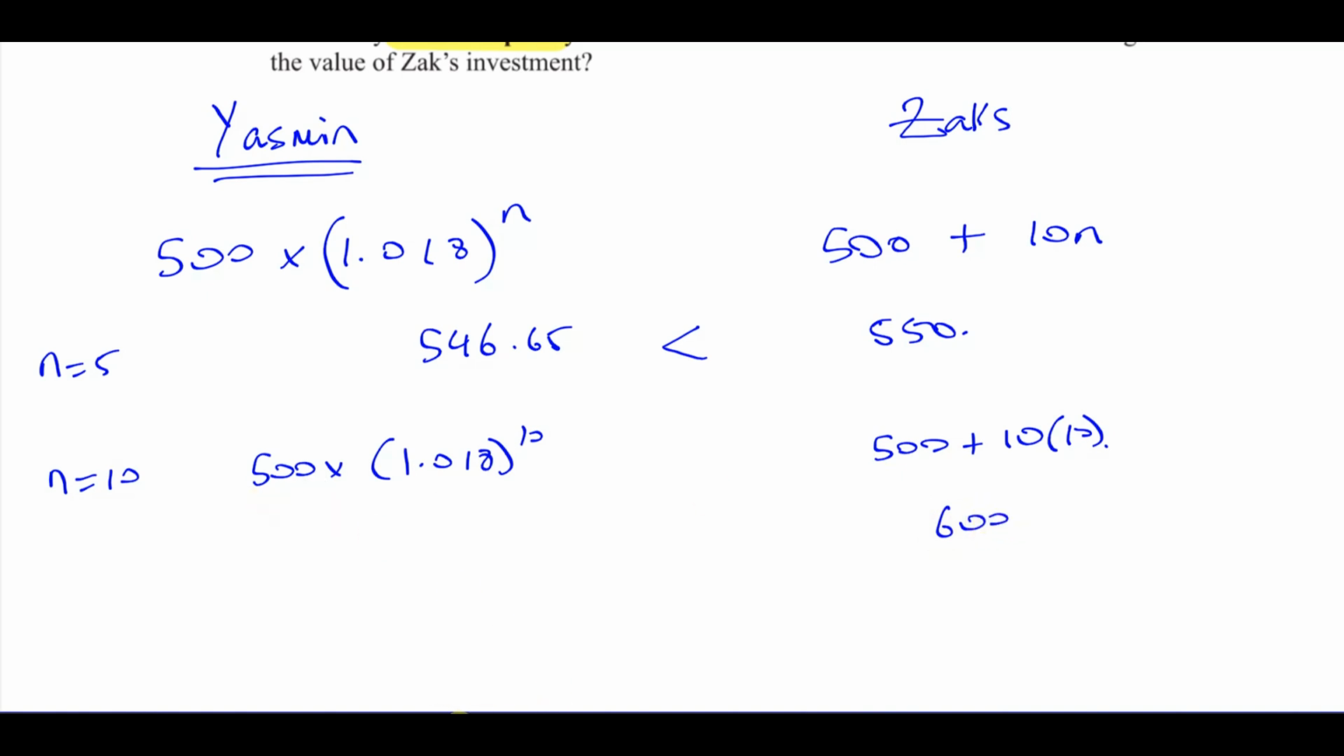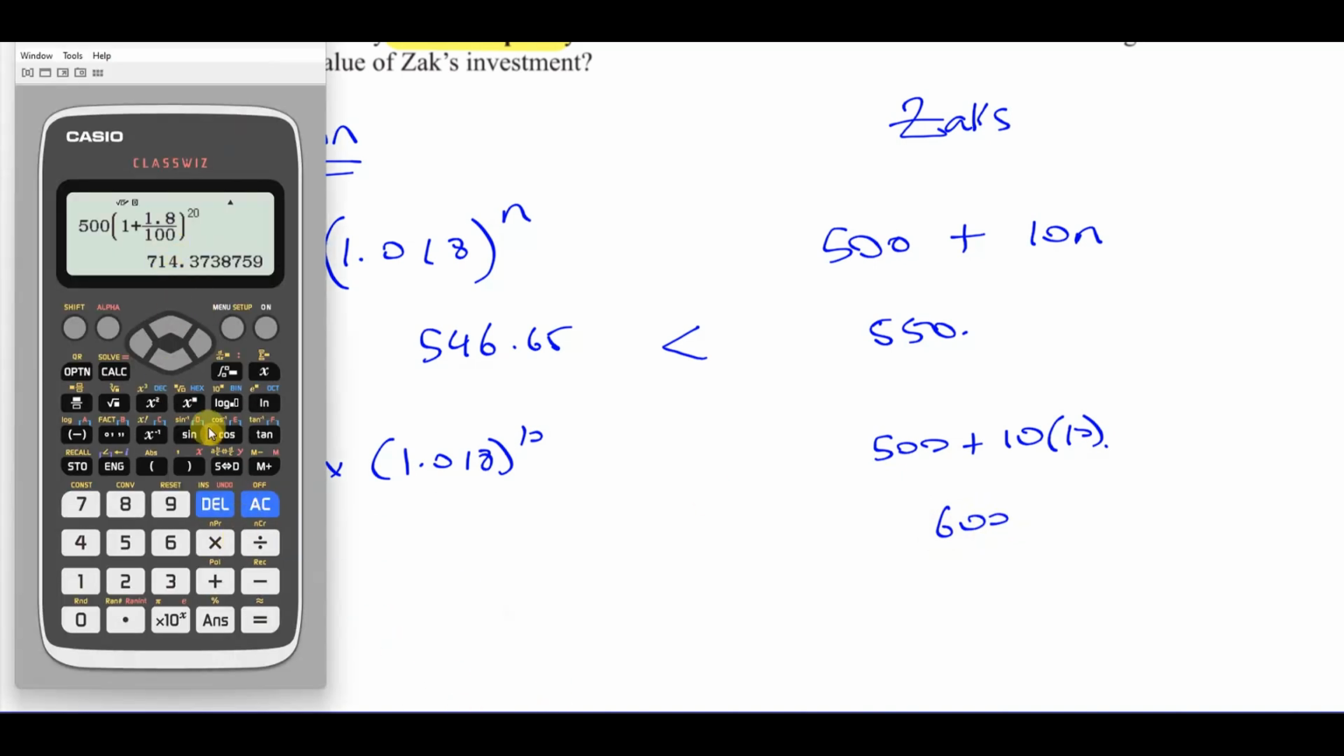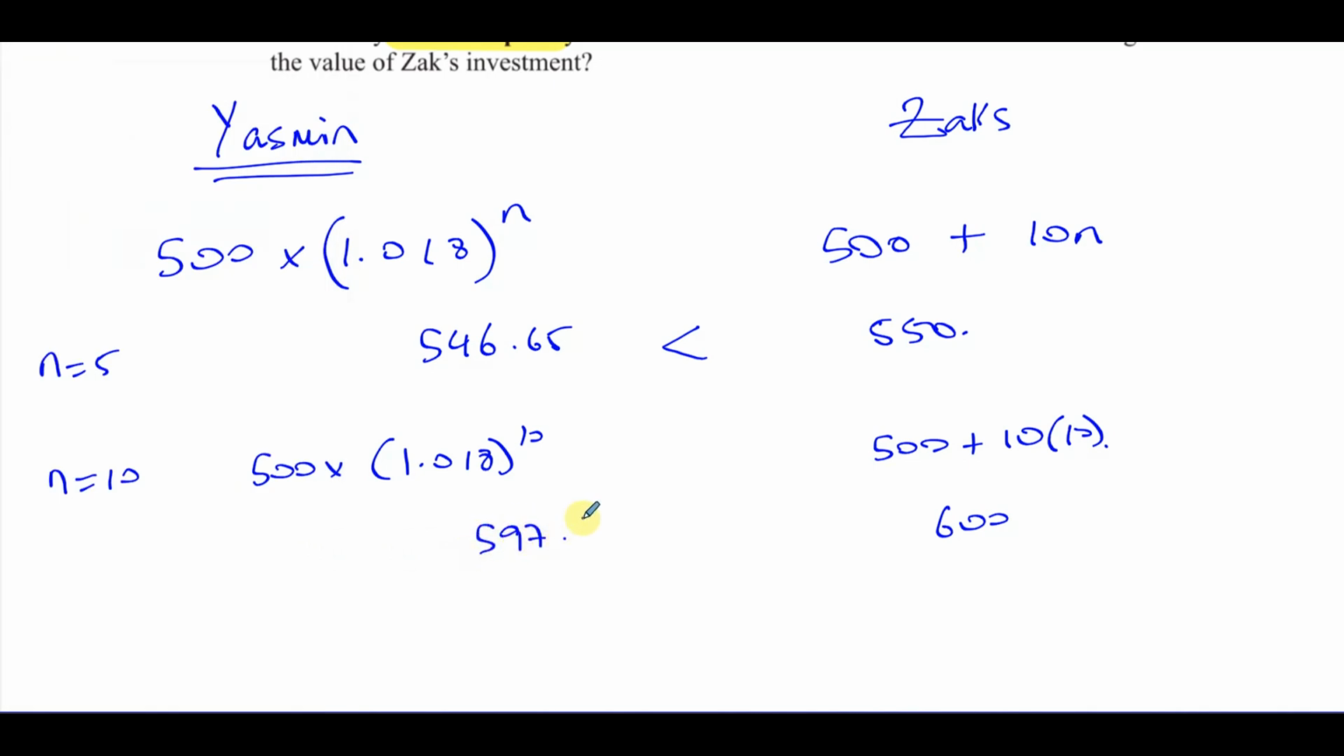And this is going to be, so we have to take 500 times 1.018 to the power of 10. That's going to be 597.65. All right, so they got closer, but they're not quite there. So that's 597.65. It's still less than.